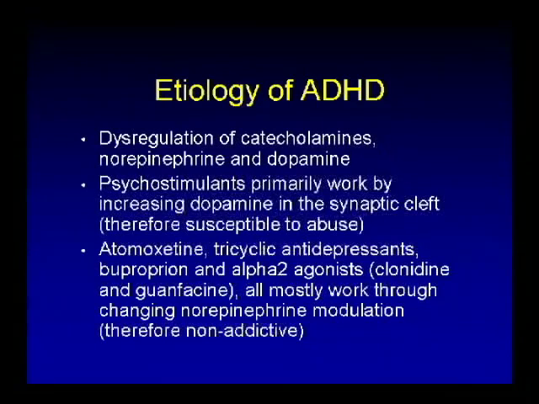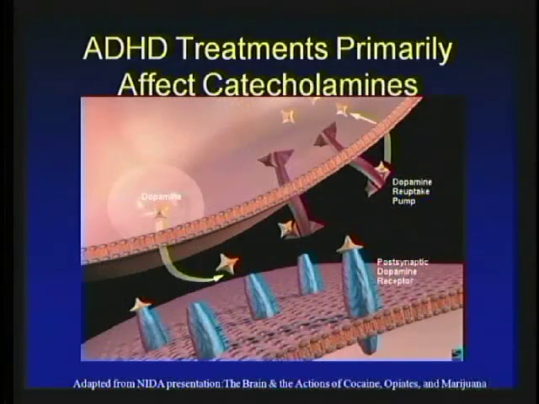Etiology of ADHD, you guys got this one mostly right. Dysregulation of catecholamines, norepinephrine, and dopamine. Psychostimulants primarily work by increasing dopamine in the synaptic cleft. Therefore, they're susceptible to abuse because they have that rapid effect. Atomoxetine, tricyclic antidepressants, bupropion, and alpha-2 agonists, clonidine and guanfacine, all mostly work through changing norepinephrine modulation. Therefore, they're not addictive. Dopamine surges are obviously highly addictive. Just witness the problems with crystal methamphetamine. So again, these primarily affect catecholamines.